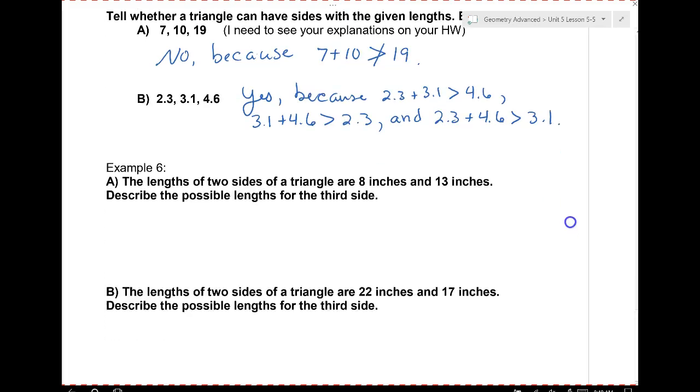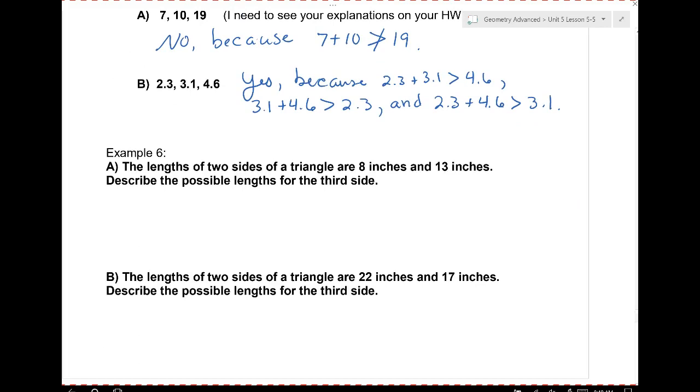Look at the next one. The lengths of 2 sides of a triangle are 8 and 13 inches. Describe the possible lengths for the third side. Remember, this is going to be an inequality, if I can write the inequality correctly. So basically, visual people, here you go. This is 8, this is 13, there's your third side.